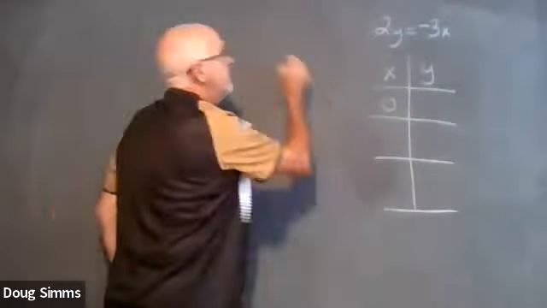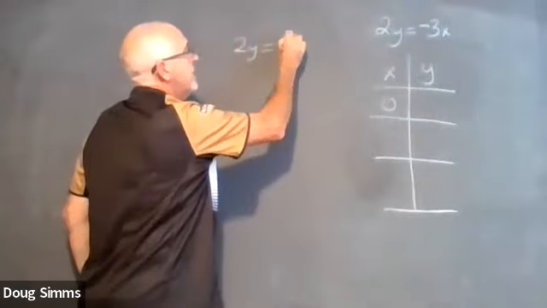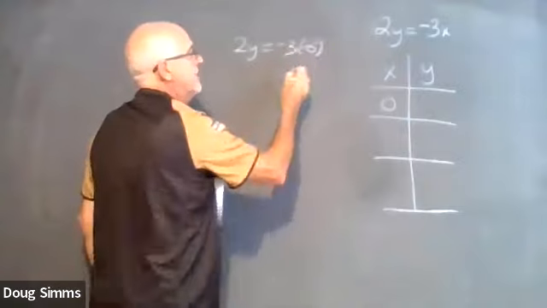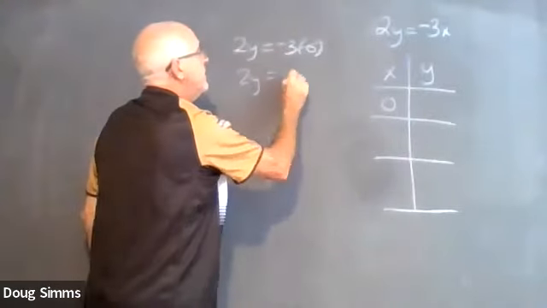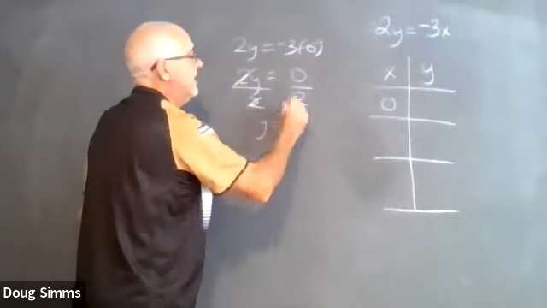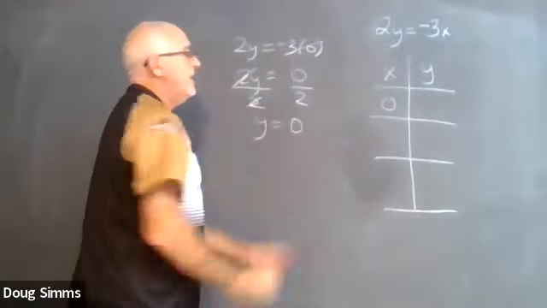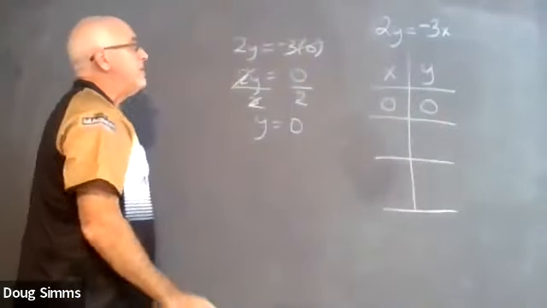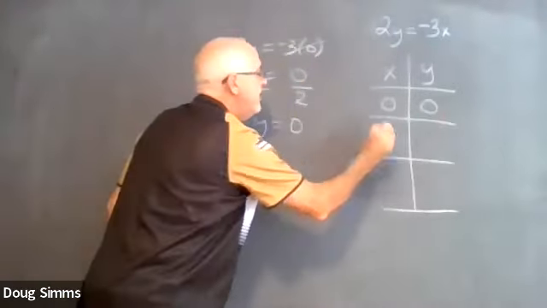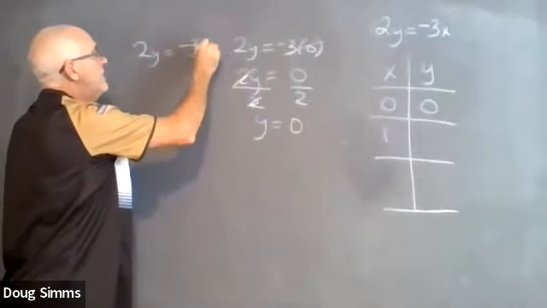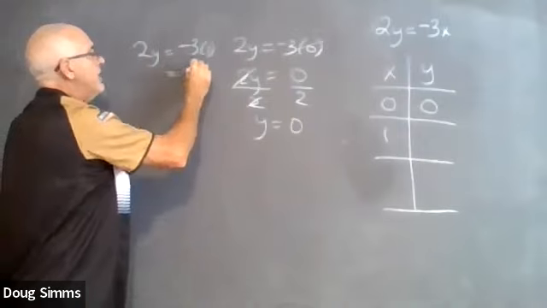If x is 0, 2y is equal to negative 3 times 0. And negative 3 times 0 is 0, so 2y equals 0. If I divide both sides by 2 to isolate my y, yeah, it's isolated, but 0 divided by 2 is still 0. I got the point 0, 0. I can fill it in the table. Not so bad. What if x is 1? 2y equals negative 3 times 1. But negative 3 times 1 is negative 3.